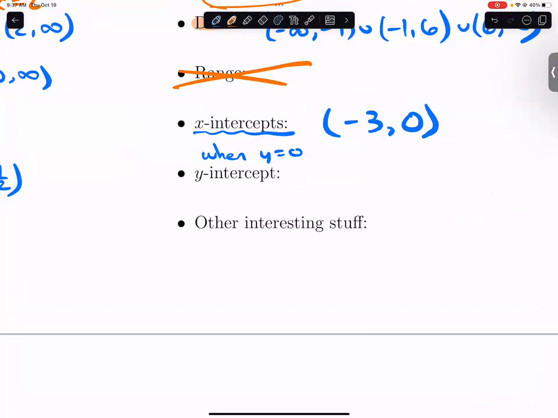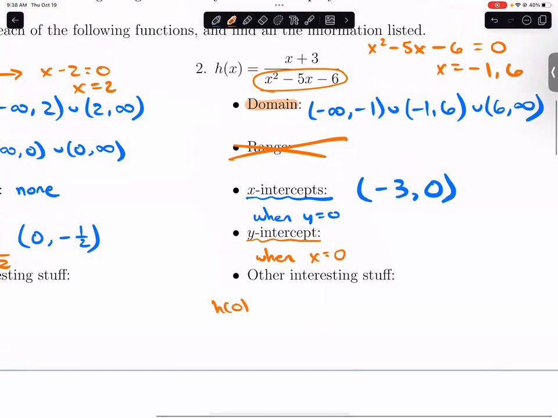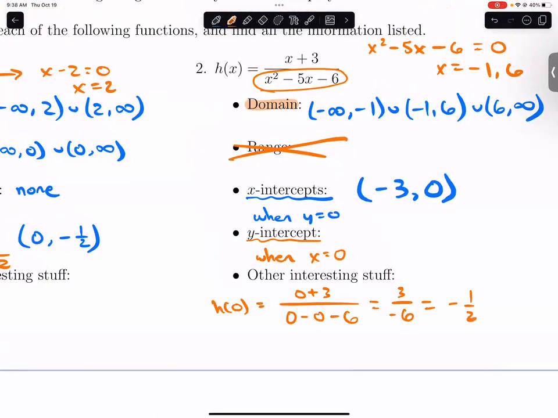How do you find a y-intercept? y-axis, so x equals 0. You plug 0 into this thing, what do you get? 0 plus 3 over 0 minus 6. You get -1/2. Yep. So 0, -1/2.